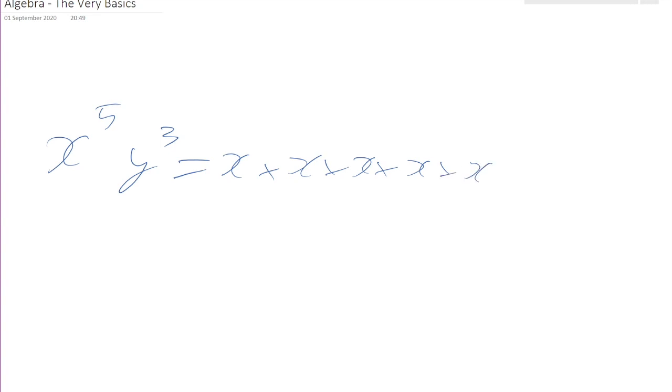Similarly, if I have something like x to the 5th y cubed, that is obviously x times x times x times x times x. That's my x to the 5th power, times y times y times y. That's the y cubed. Exactly the same.